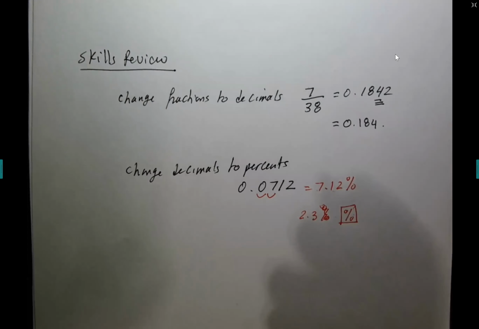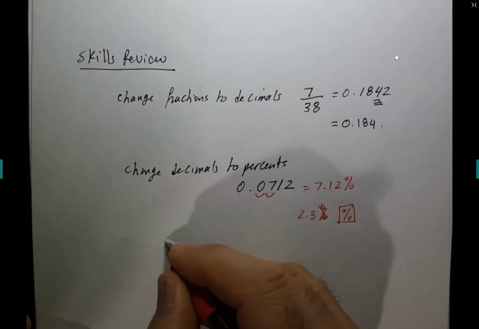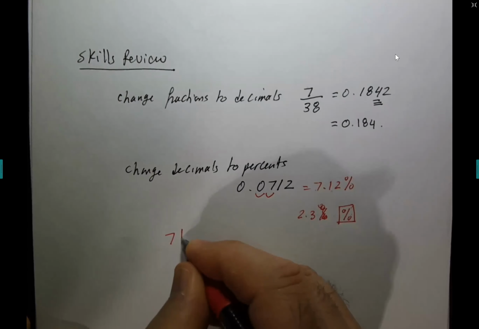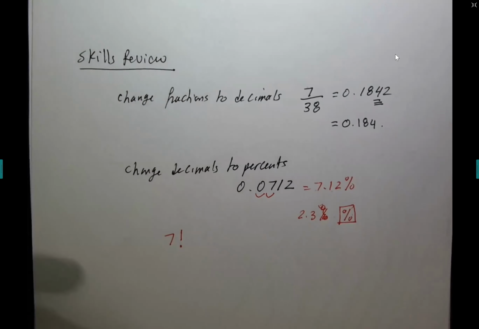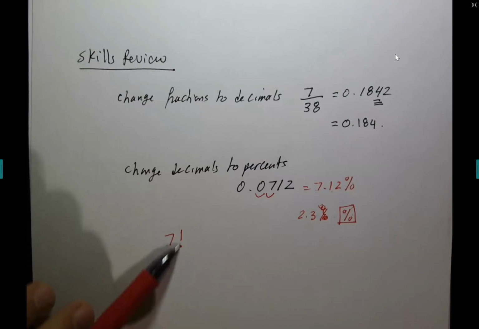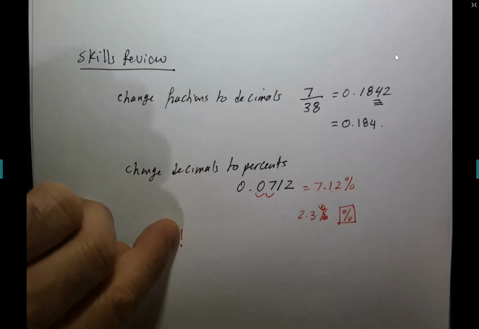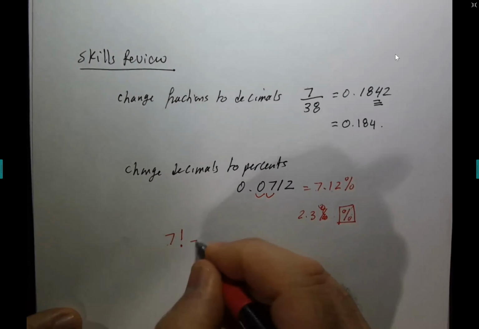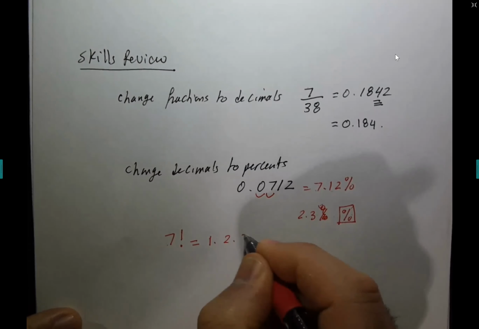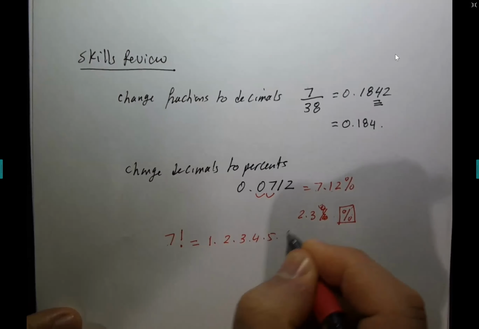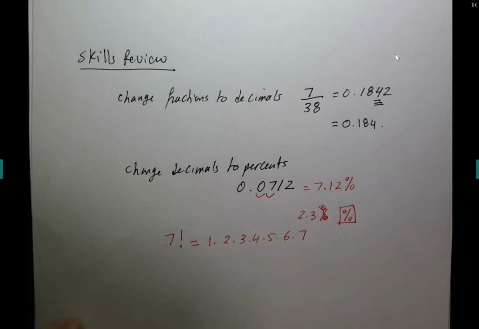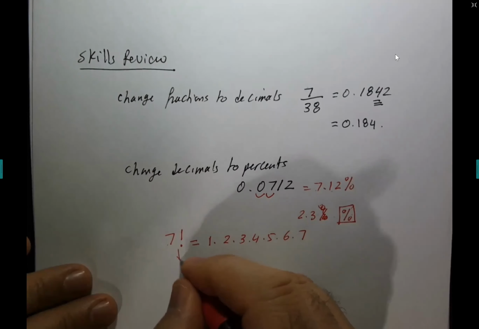What else do we need to know in this chapter? I'm going to introduce this to you also. 7 with an exclamation mark. What does it mean in mathematics? Let me tell you what the exclamation mark means here. 7 with this symbol means you have to multiply 1 by 2, by 3, by 4, by 5, by 6, all the way to 7. This is called 7 factorial.